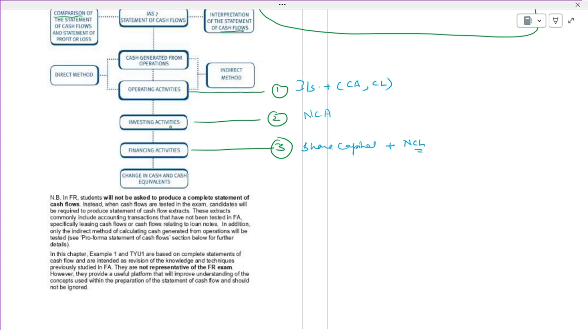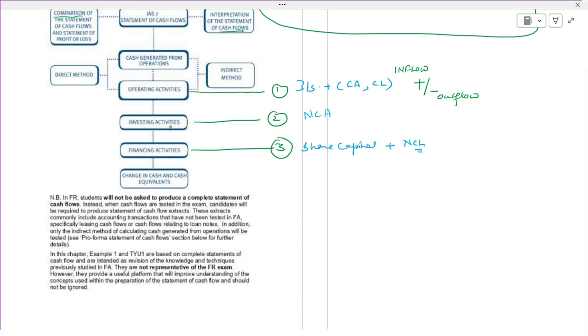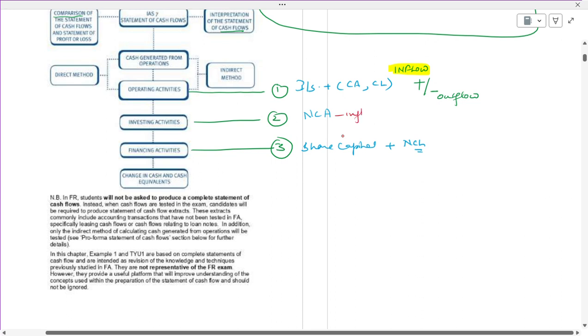Operating activities. Operating activities means either you will get plus or you will get minus. You will have an inflow or an outflow. Which one is good for us in operating activity, inflow or outflow? Inflow. Outflow means expenses are more. Now, non-current assets. Again, in non-current assets, which one is better, inflow or outflow?